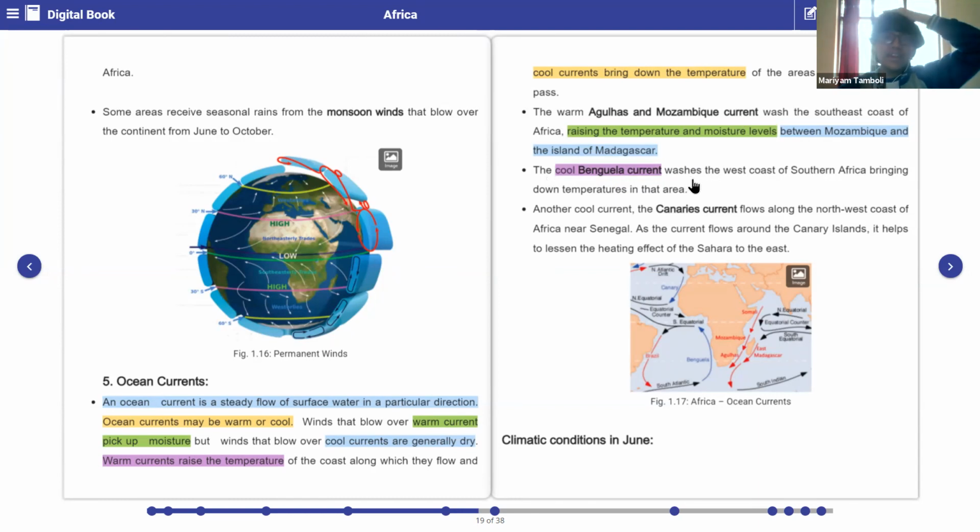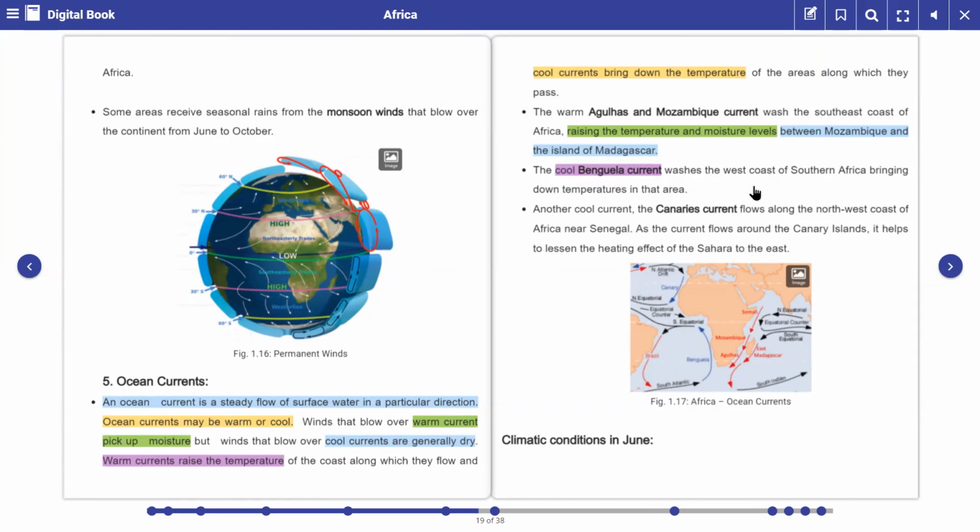Ma'am, it washes the west coast of southern Africa, and it brings down the temperature of that area. Very good. Now let us see another type of current. So these are all the different types of current which we are doing.